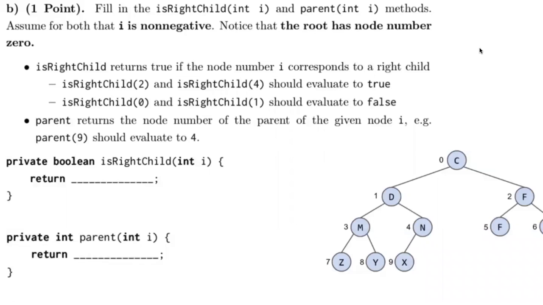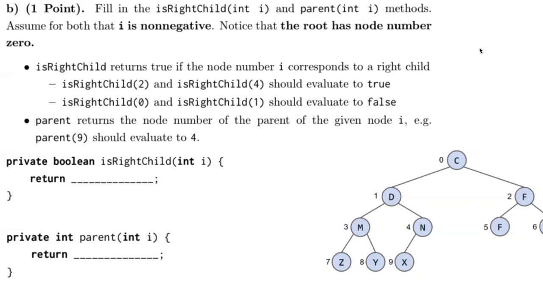Okay, so part B says fill in the is right child and parent methods. Assume for both the I is non-negative and notice that the root has node number 0. Is right child returns true if the node number I corresponds to a right child. So is right child of 2 and is right child of 4 would evaluate to true, and is right child of 0 and is right child of 1 should evaluate to false. Parent returns the node number of the parent of the given node I. For example, parent of 9 should evaluate to 4.